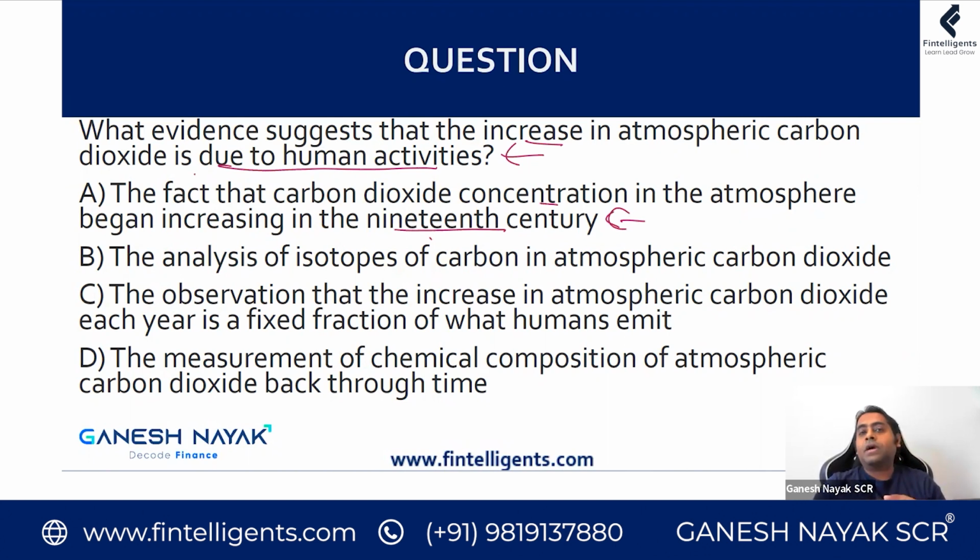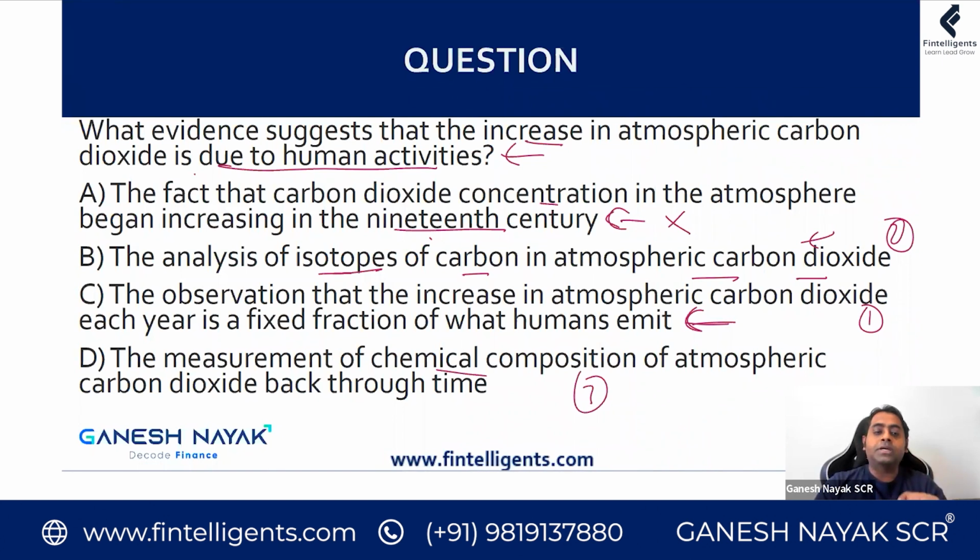We have seen that carbon dioxide is increasing from the 19th century, but when we analyze, it is not direct evidence, or only by looking at that, we cannot say it is happening because of humans. Then the analysis of isotopes of carbon, is this the main activity? There is also the third point, which talks about the fixed fraction of the carbon dioxide which is emitted, almost 50%. This was one of the first points that we talked about. And lastly, the chemical composition. So basically, this was my first point in our discussion, second and third. Out of that, which is a strong evidence?